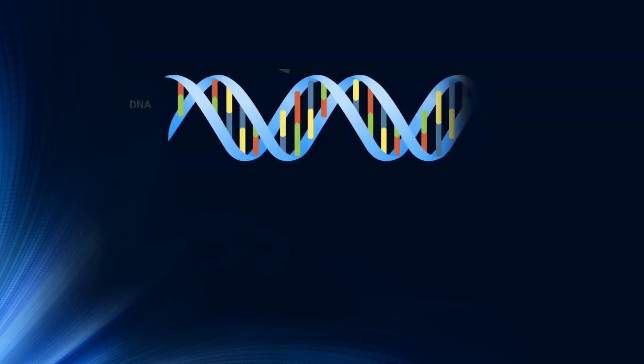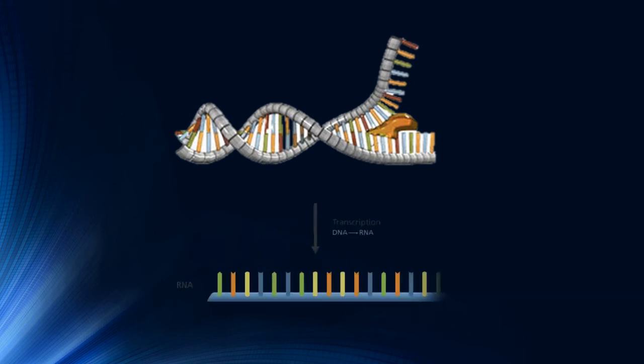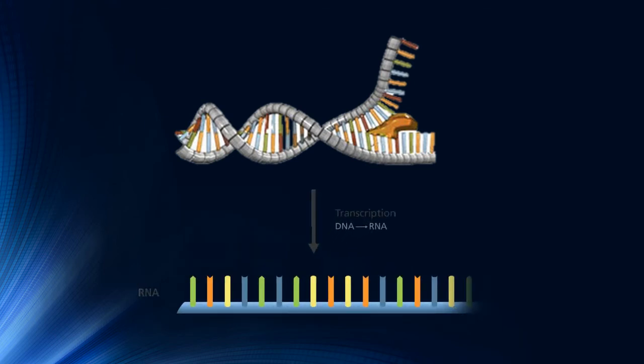The following diagrams will summarize the process of transcription. First, we have a double-stranded structure of DNA. The enzyme will split the double strands apart. And finally, a messenger RNA, or a copy of the DNA, is made.